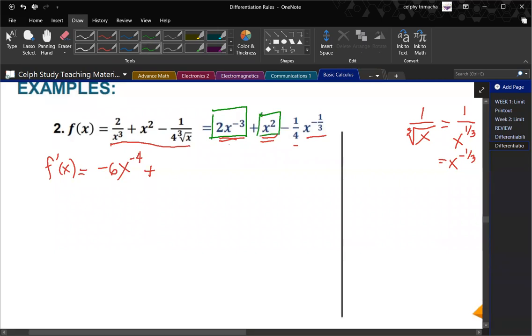Ari na to sa x squared. So derivative niya, papanaog mo lang ang 2. So we will have 2x. Next, meron kita sang last nga term. We have 1/4 x raised to negative 1/3.